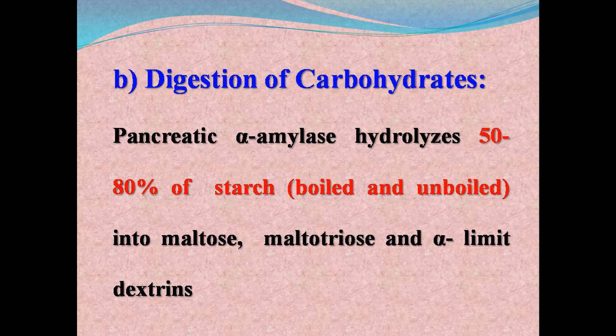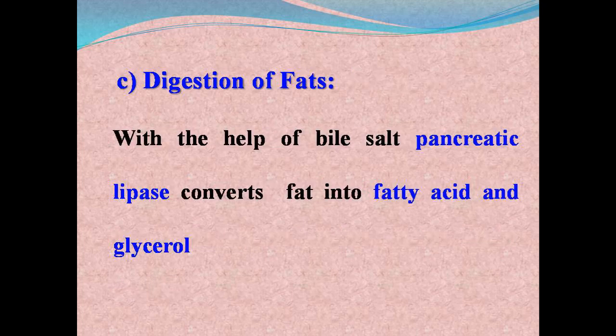Secondly, digestion of carbohydrates. Pancreatic alpha amylase hydrolyzes 50 to 80% of starch, that means both boiled and unboiled starch, into maltose, which is a disaccharide, and maltotriose and alpha dextrins, which are the oligosaccharides, contains 3 to 9 glucose molecules. Digestion of fats. With the help of bile salt, pancreatic lipase converts fat into fatty acid and glycerol.